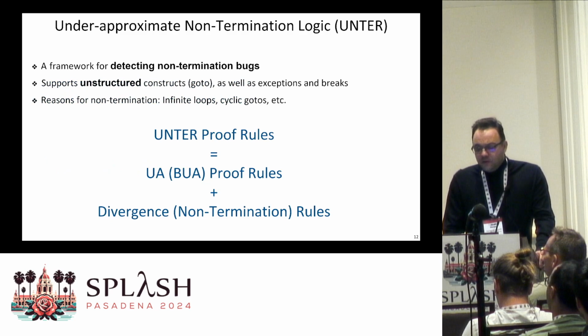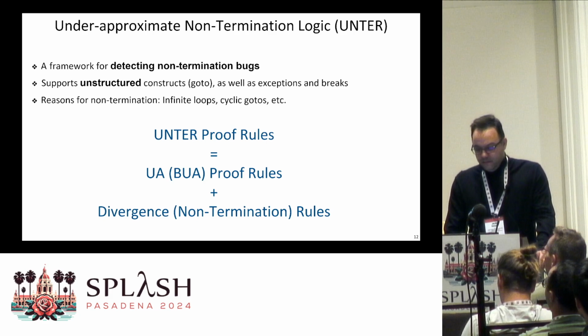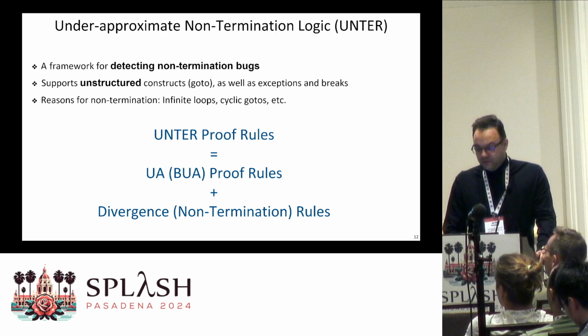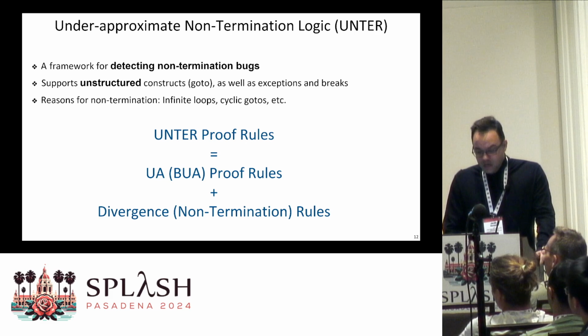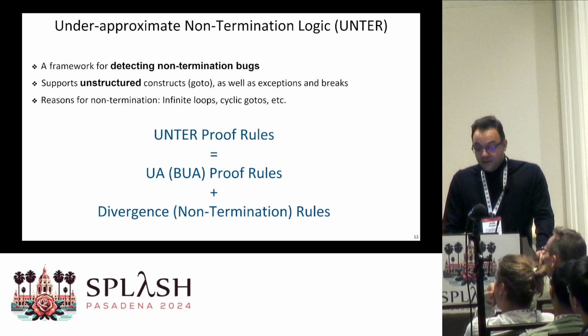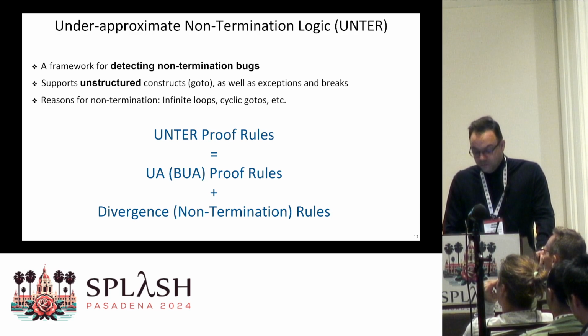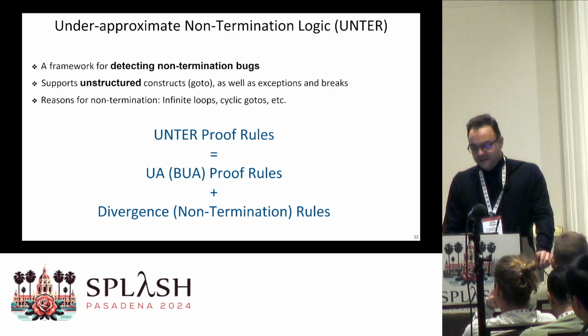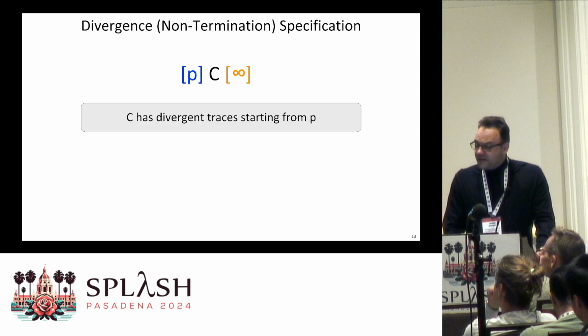So we built a new logic based on incorrectness logic called UNTer. And UNTer stands for under-approximate non-termination logic. Where we combined the incorrectness logic rules with the divergence rules to be able to build, analyze very large programs that have potentially infinite loops, cyclic go-tos, et cetera, et cetera. So how does that look like?